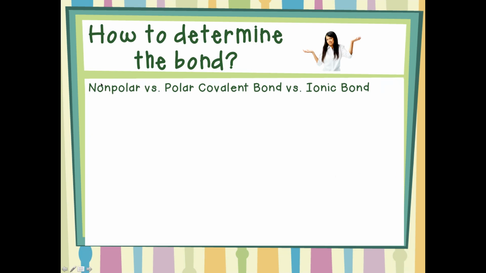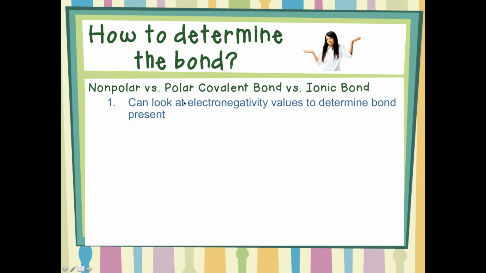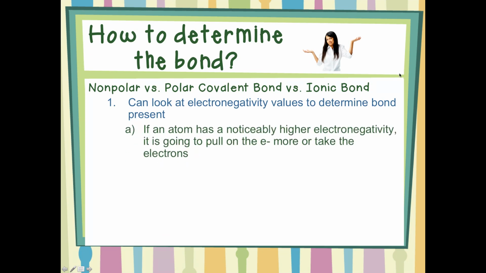So what we're going to think about is nonpolar bond versus polar covalent bond versus ionic bond. And really, polar can be weak or strong. We'll get into that in just a little bit. You can actually look up electronegativity values. And again, when you look up the two values, if one of them is noticeably higher than the other, that means it's going to be able to take an electron. And if it's not much higher, then it's going to have to share.